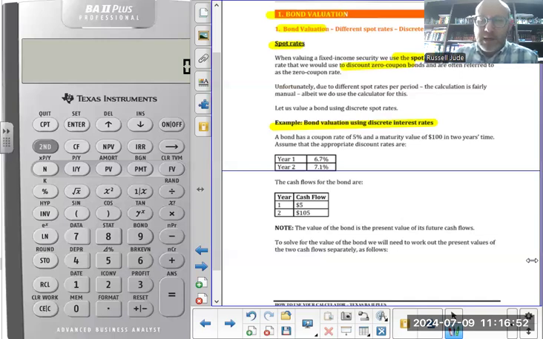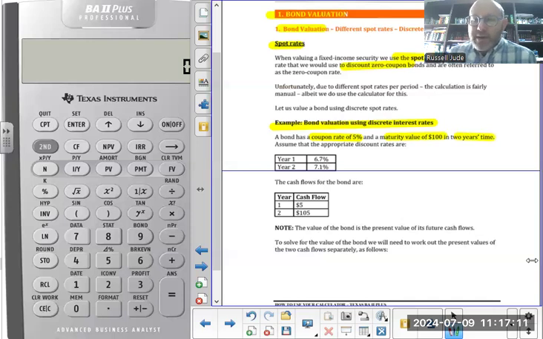Let's do this by way of example. A bond has a coupon rate of 5%. Remember, a coupon rate is the amount that the bond pays its bondholders or investors, and a maturity value of $100 in 2 years' time.